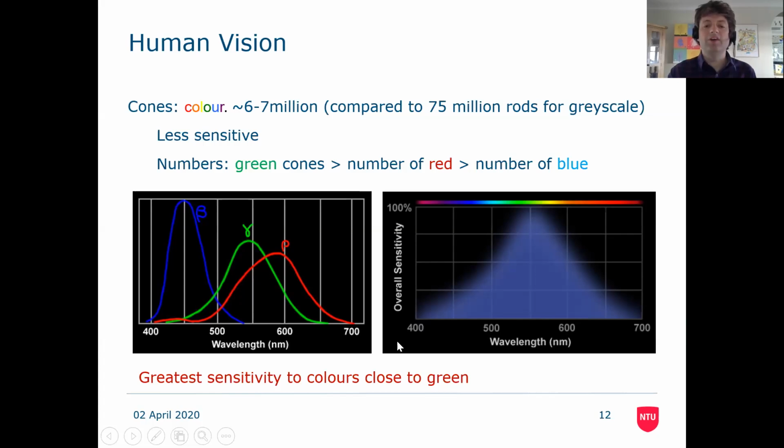Here's overall sensitivity on the y-axis, and here's wavelength on the x-axis. Look at this. Your eyes are most sensitive to colours closest to green. So that is one key reason why we see more green than red, because your eyes are more sensitive to the green light. Incidentally, your eyes, of course, don't just detect colour, they're really good at detecting grayscale as well, which is kind of like black and white, but going through all the different grayscale levels. So your eyes have 6 to 7 million cones for detecting colour, but 75 million rods for detecting grayscale.